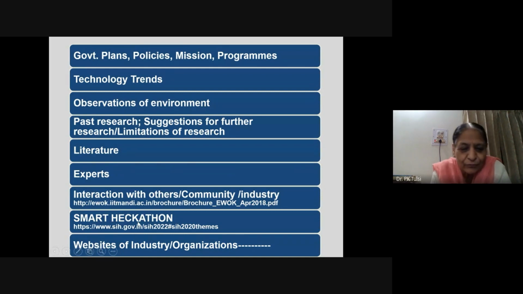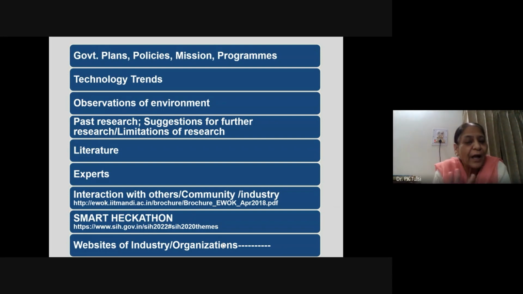Then the All India Council for Technical Education has organized hackathons, and there they have assembled the problems which are faced by the industry and other organizations, and then you have been sending teams of students to deal with those problems. So they take up small projects. So once this competition is over, the problem bank itself that is available can throw light on what needs to be done. Then websites of the industries and the organizations.